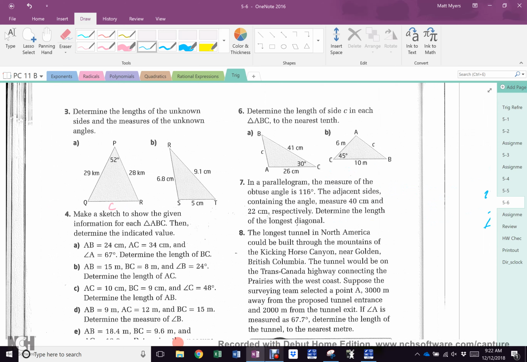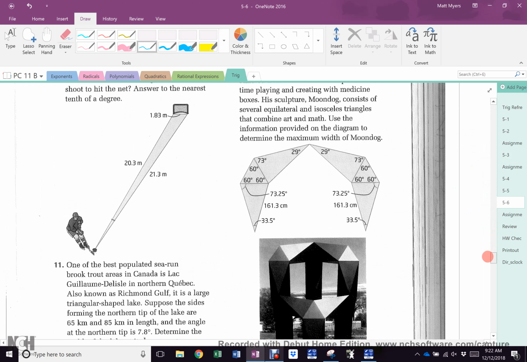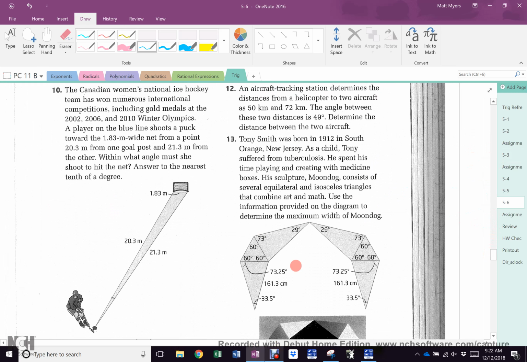Can you do number 13? Of course I can do number 13. I'm the math teacher. Oh, wow.